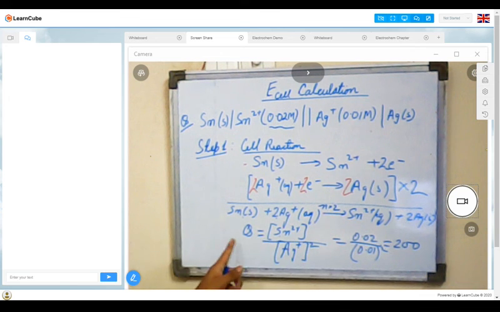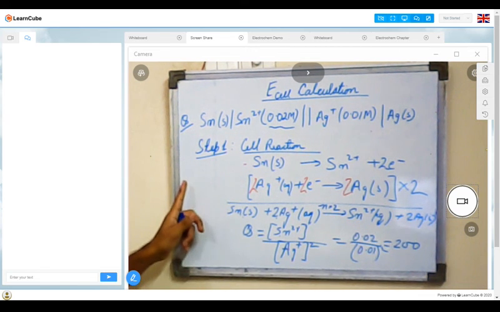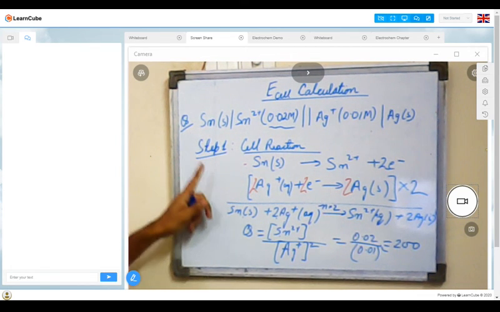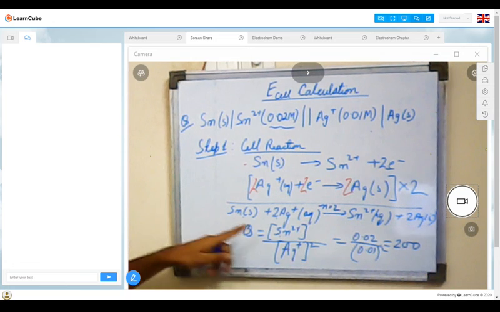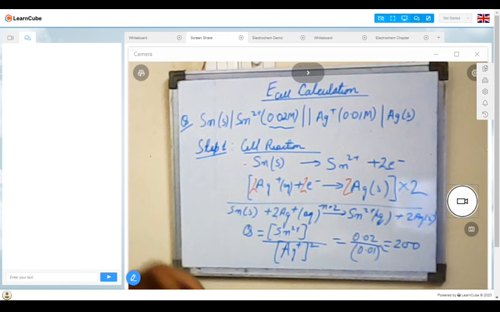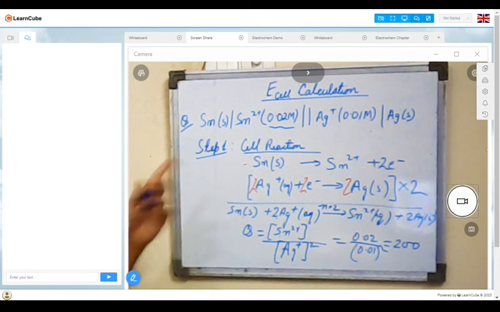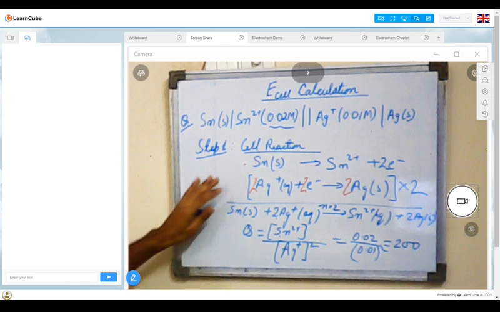Now we need to calculate the E naught of this reaction. Once we get the E naught of this reaction, we'll put all these three values in the Nernst equation to get E cell.